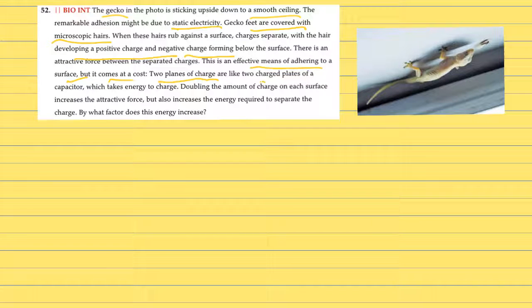These two planes of charge act like a capacitor, but it takes energy to charge them. Doubling the amount of charge on each surface increases the force, which kind of makes sense, but it also increases the energy required to separate the charge. So he's got to pull his feet off with ever greater force and energy, poor little gecko. So this one's tough. I hope you can kind of bear with me on this one.